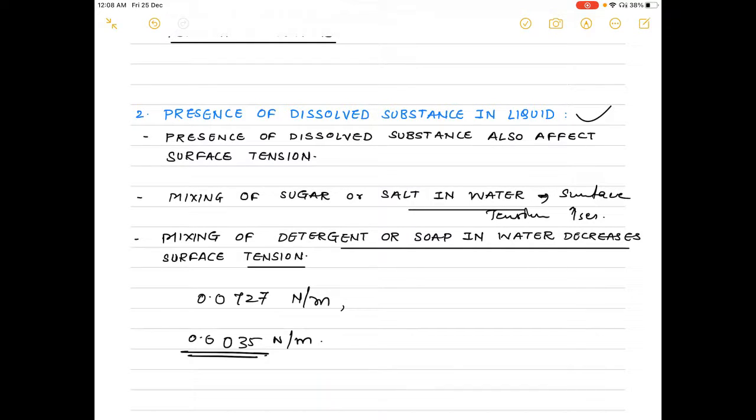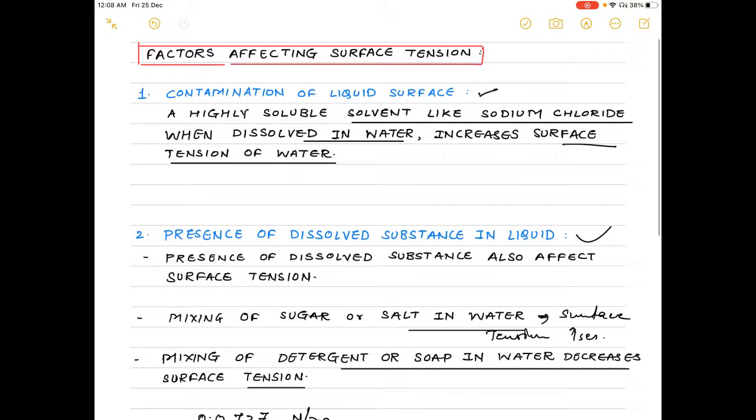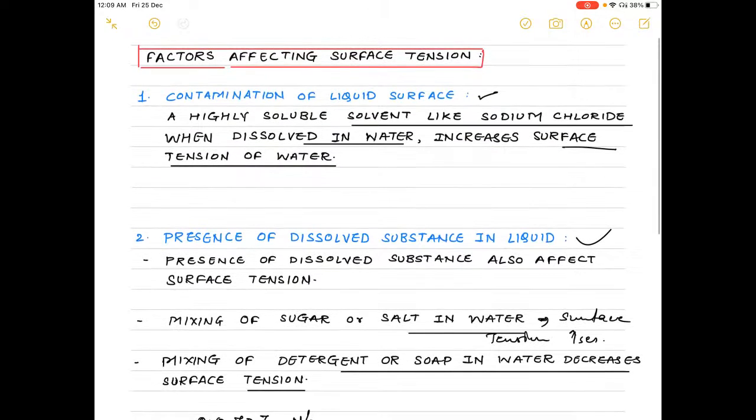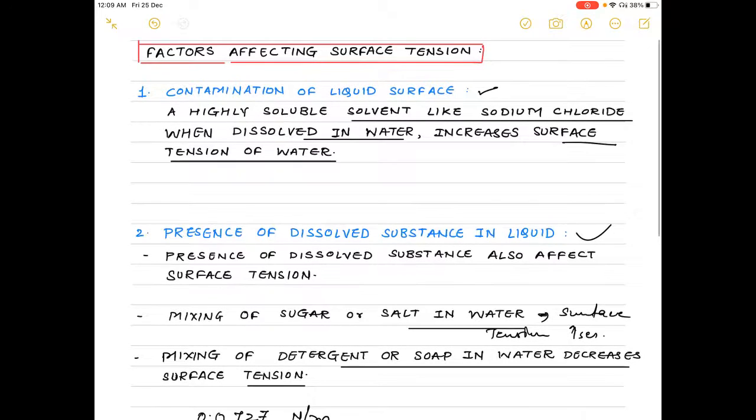So this is a small topic of factors affecting the surface tension of any liquid. The next topic that we are going to see is Jaeger's method, which is used for the determination of surface tension.